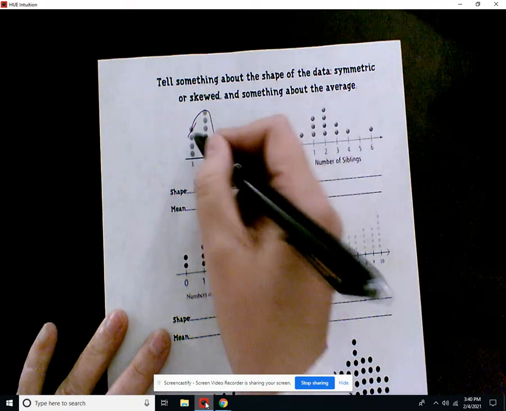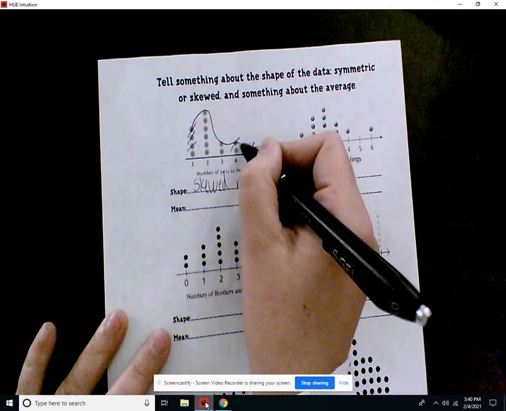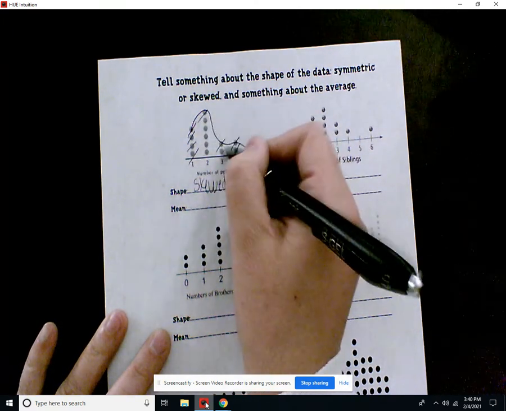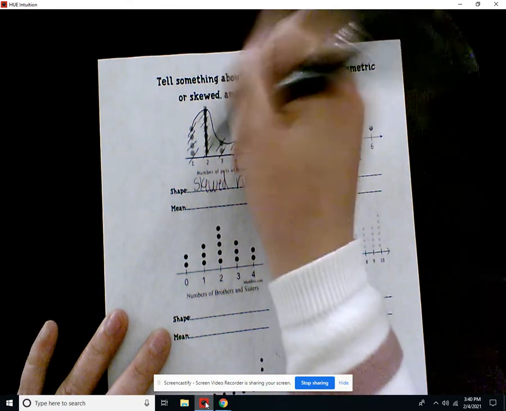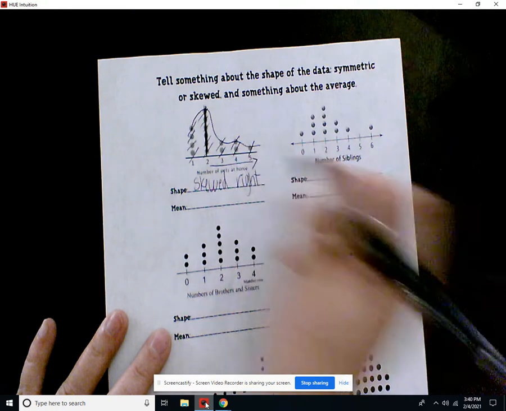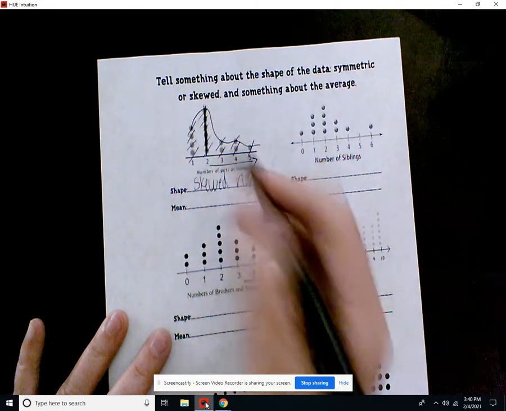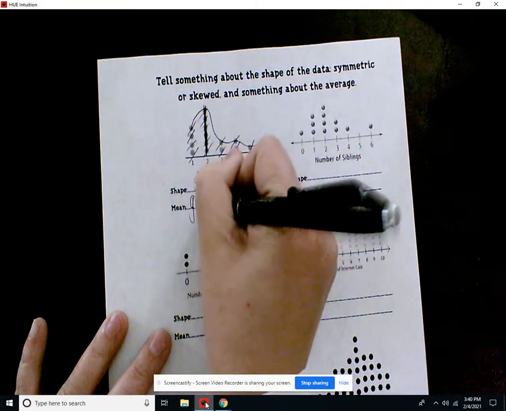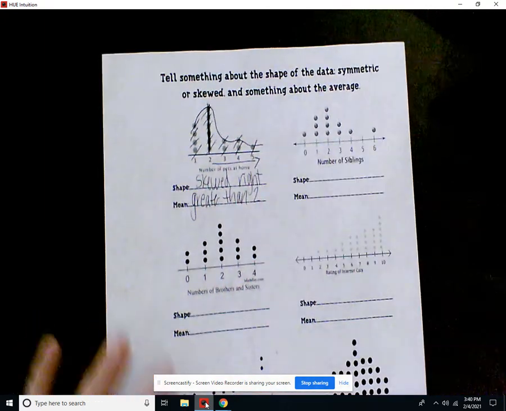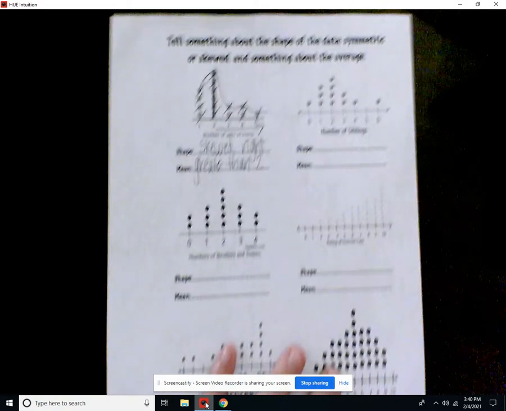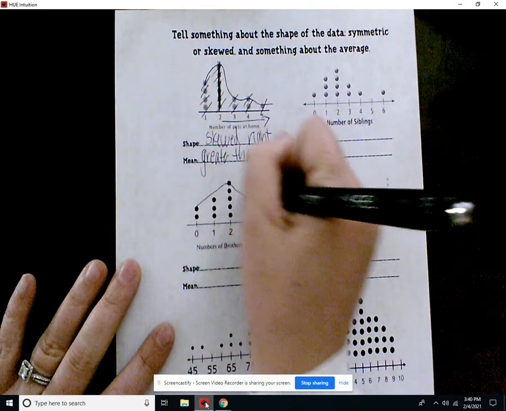So we're going to mark off our dots. Okay, so we'll draw a line. Our tail goes to the right, so all these numbers to the right are going to be greater than 2. Okay, so let's go down below.